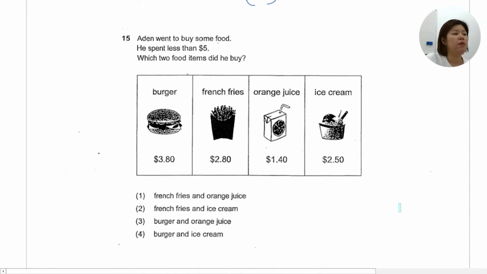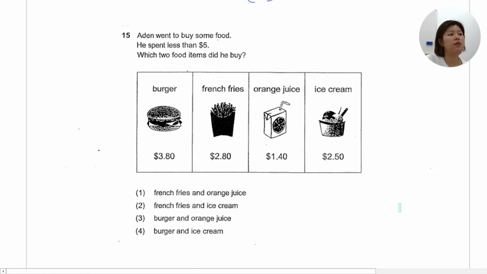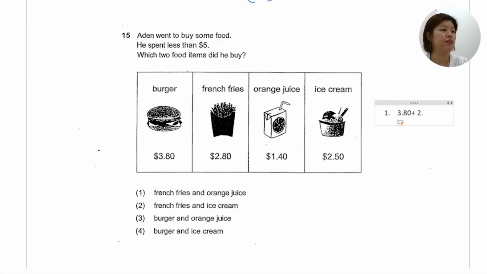Next, Aiden went to buy some food. He spent less than $5. Which 2 items did he buy? Less than $5. Okay, so there are a few combinations here. Let's take the combination of the first one, French fries plus orange, and see. So number 1 is $3.80 plus 280. French fries plus orange, sorry. So it's 280 plus 140.